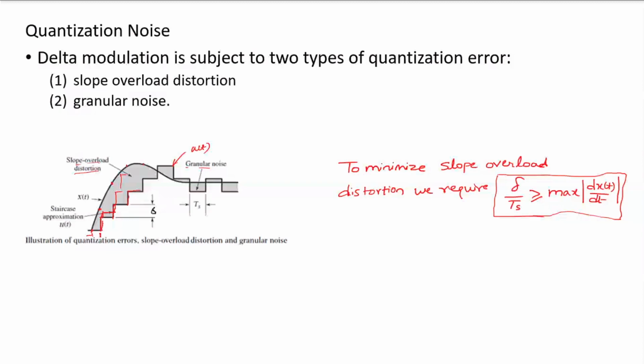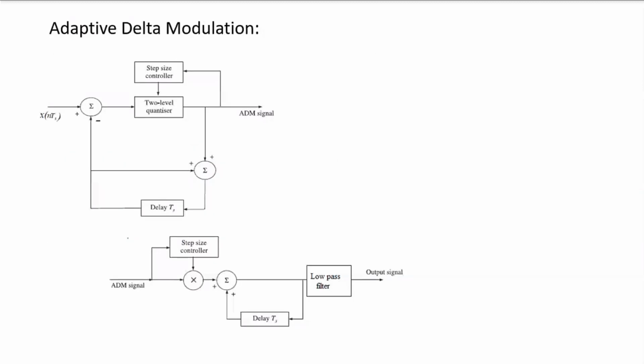So the signal can vary at different times. There can be a steep slope, there can be no slope, there can be a stable signal, right? So we need a system which can adapt to the signal, and based on the nature of the signal, we increase or decrease the step size. To do that, we have one system called the adaptive delta modulation system, right?